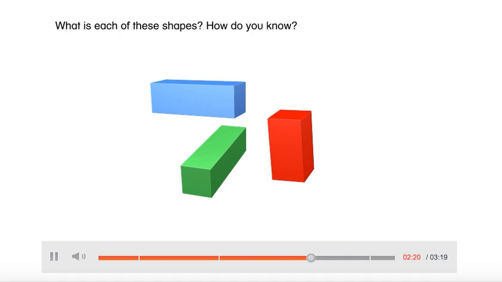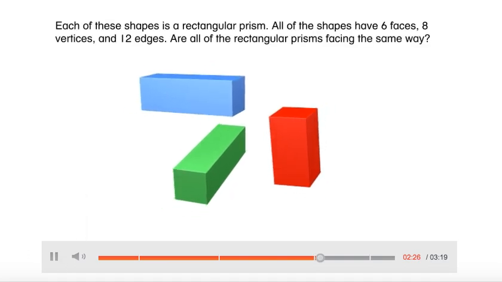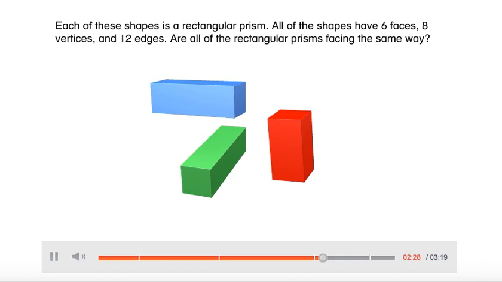What is each of these shapes? How do you know? Each of these shapes is a rectangular prism. All of the shapes have 6 faces, 8 vertices, and 12 edges.